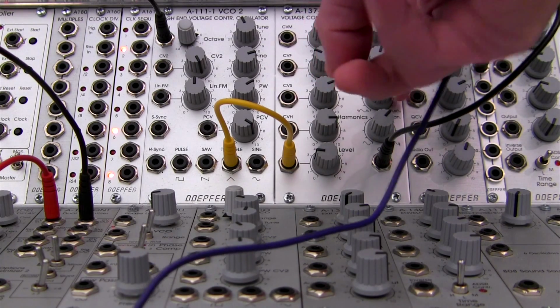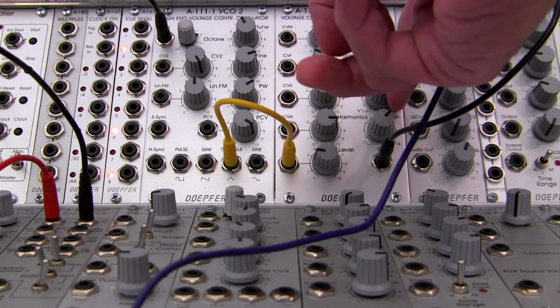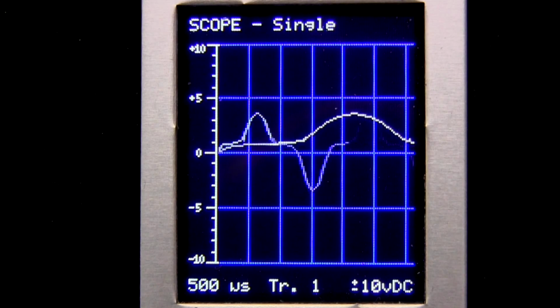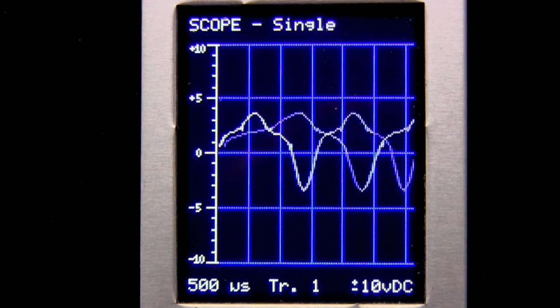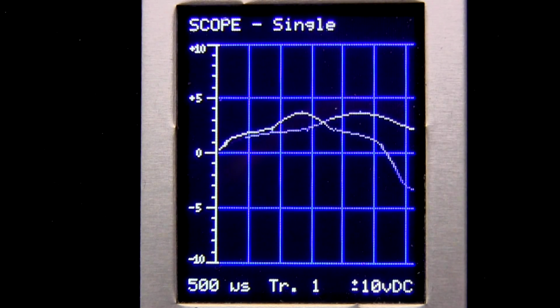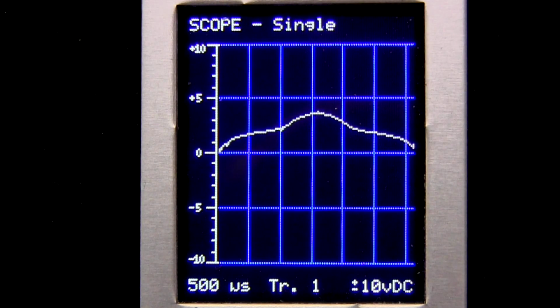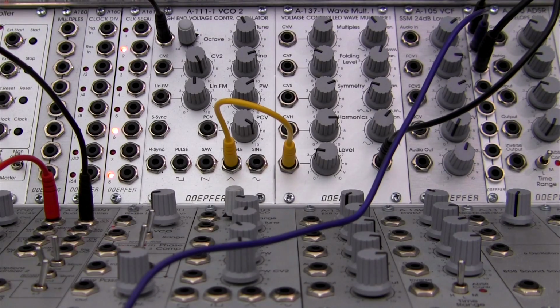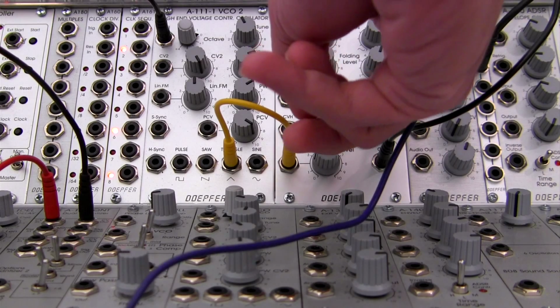I'm going to bring this next parameter, the symmetry, a little bit in the counterclockwise direction. And just go ahead and take a look at our oscilloscope there. So you can see the waveform that we have now. And you should be able to aurally also hear quite a different timbre as well. Okay, let's adjust symmetry in the other direction, because this time we went counterclockwise. Let's go clockwise a little bit and see if we get some favorable results.